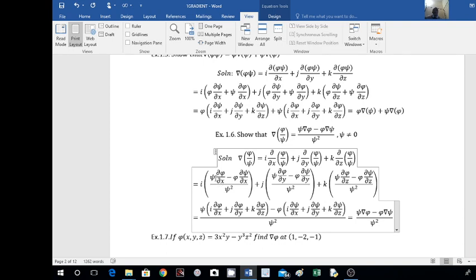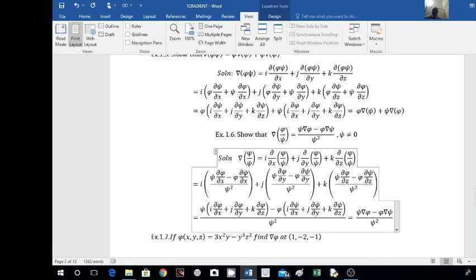Then go to this one. This is the term containing ψ into something, ψ into something, ψ into something. I will take ψ common factor in these three terms. What remains here? i ∂φ/∂x + j ∂φ/∂y + k ∂φ/∂z. Next, minus φ is there in three terms, so I will take minus φ common factor here. What remains here? i ∂ψ/∂x + j ∂ψ/∂y + k ∂ψ/∂z. This is nothing but ψ into ∇φ minus φ into ∇ψ. Okay.